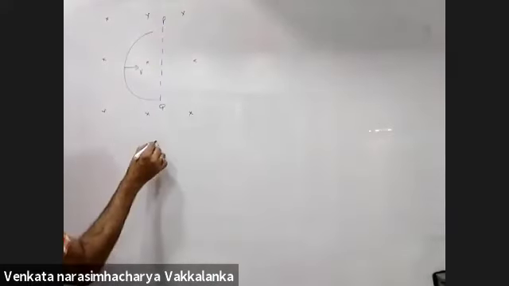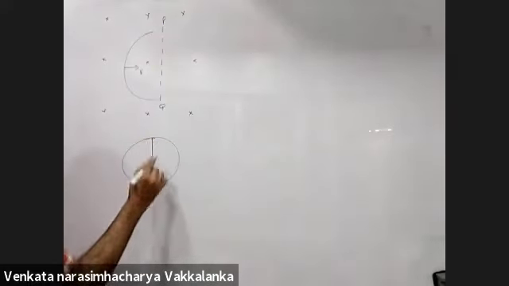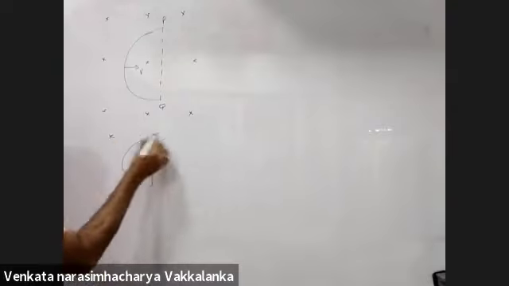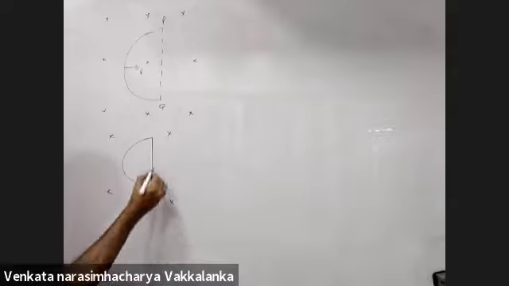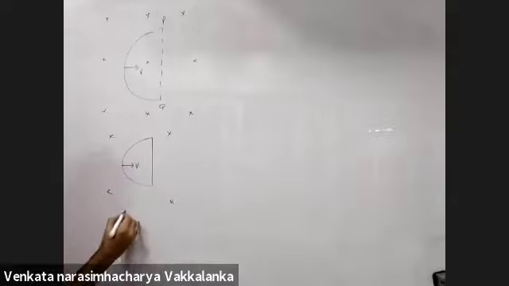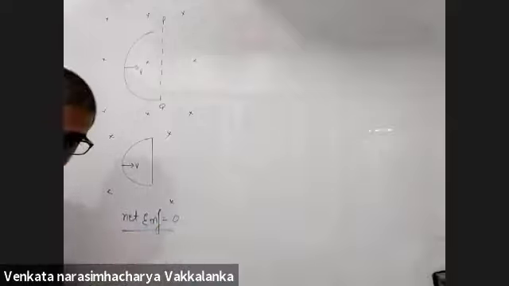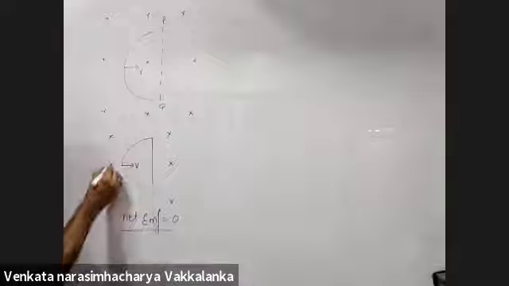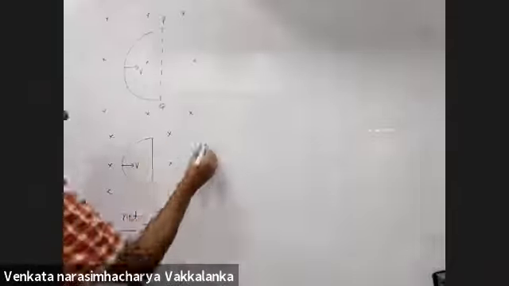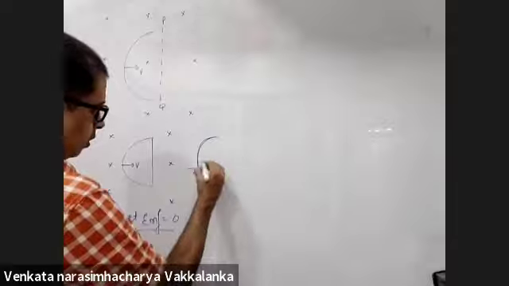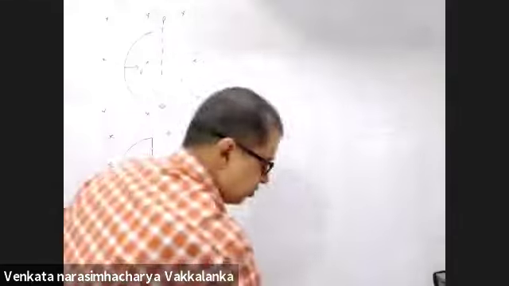Firstly, if I close the loop, what is the net EMF in this? Net EMF in this will be zero. Do you agree with that? Yes. That means this you can draw as, I wish I drew a proper semicircle.